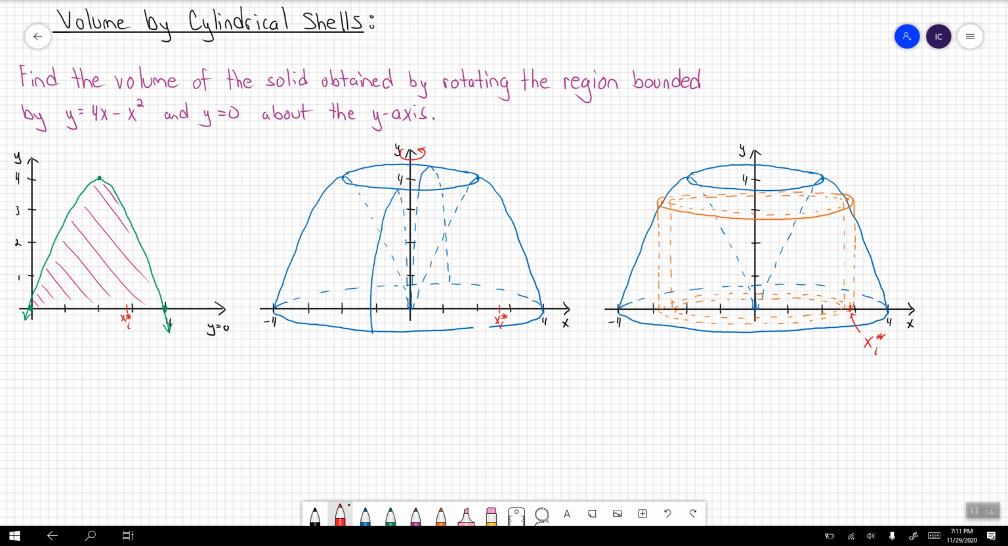Now, I have drawn three figures for you on the screen. The first figure on the left is the region that's bounded by 4x minus x squared and y is equal to 0. So that's the region bounded by the parabola and the x-axis. The next picture in the middle is the picture that you would get when you rotate that region about the y-axis. And the last picture on the right is the same picture as the middle. However, we now have a cylindrical shell that we want to then analyze.